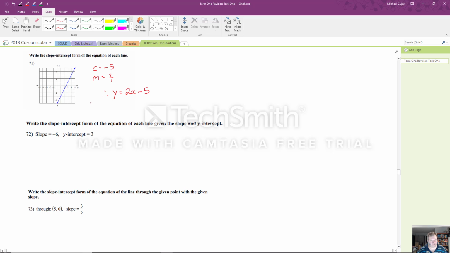If you wanted to check a point, let's sub in x equals 4. 2 times 4 is 8, minus 5 is 3. When x equals 4, y equals 3. We know we got it right, which is always nice.